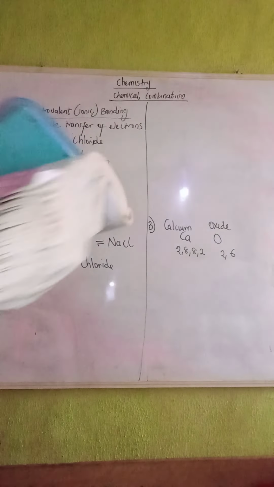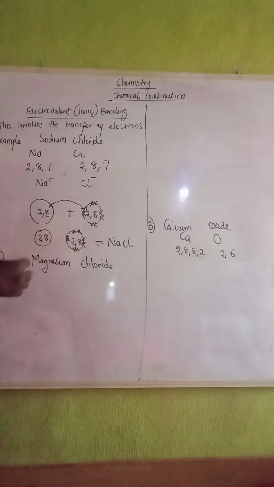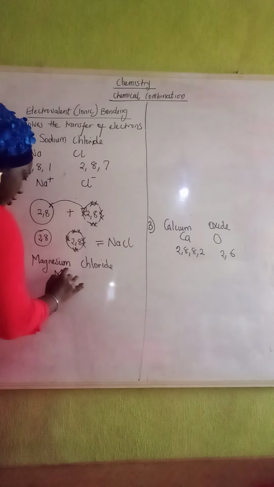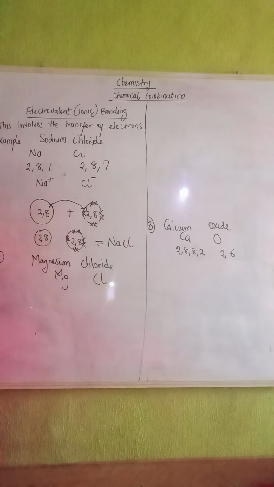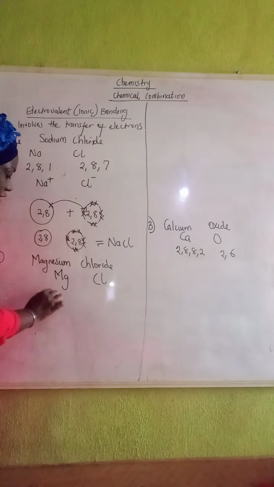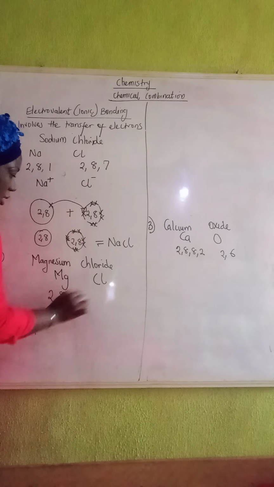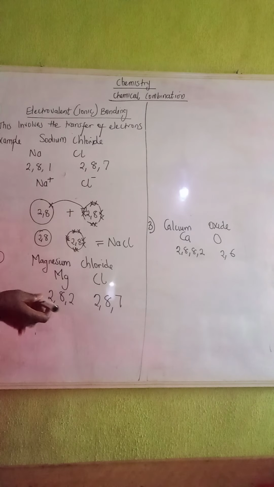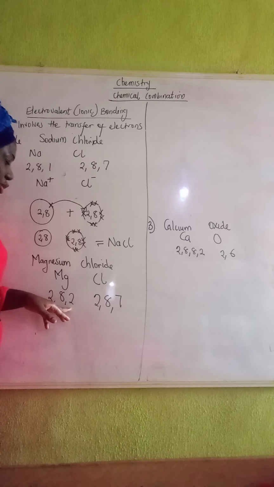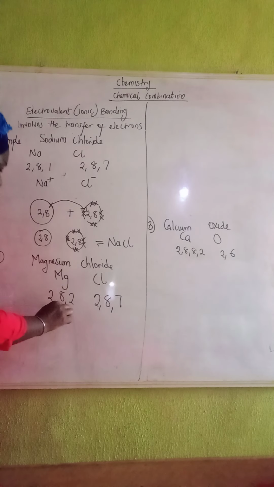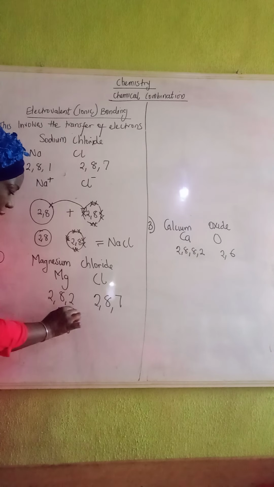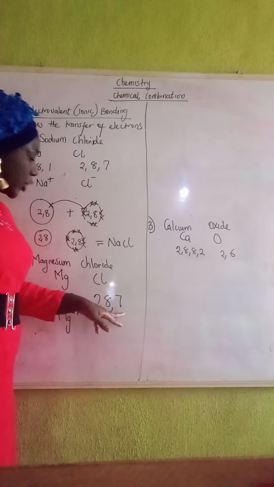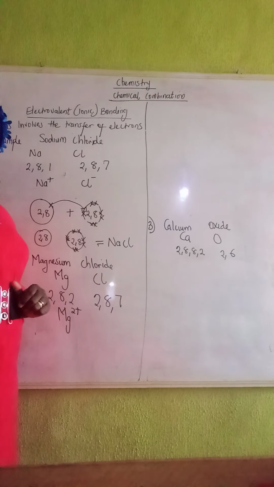Magnesium chloride. Let's first of all write the constituent elements, which is what? Magnesium and chlorine. Now, what is the electronic configuration of magnesium? We have 2,8,2. Chlorine is 2,8,7. Now, looking at this one has 2 electrons to be given out. So we are going to have Mg 2+. Meanwhile, chlorine is 2,8,7. If chlorine accepts 1, what about the remaining 1 for magnesium?